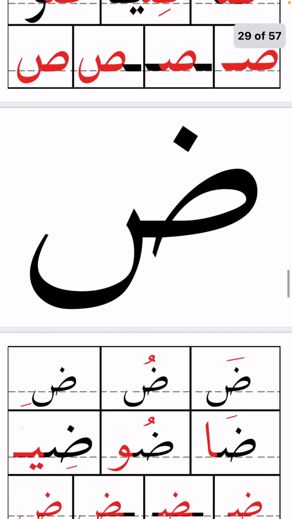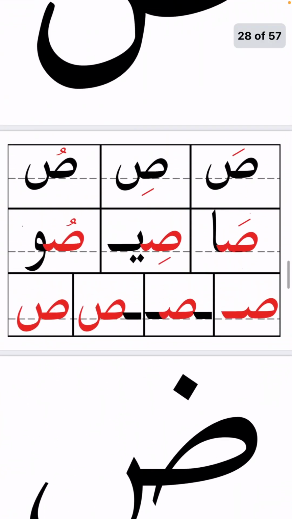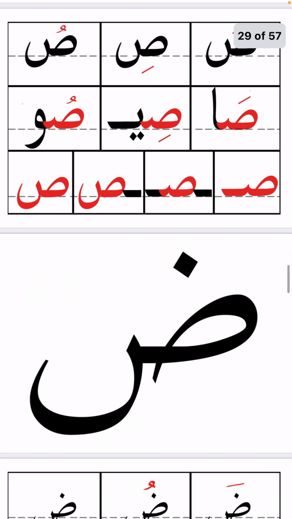Here, my friends, look, it is the same as letter sad, but with one dot above it. This is a different letter. This is letter dad, and this letter is unique only to Arabic. This letter is not found in any other language. So the Arabic language is called لغة الضاد, or the language of Dad, because the Dad sound is not found in any other language.